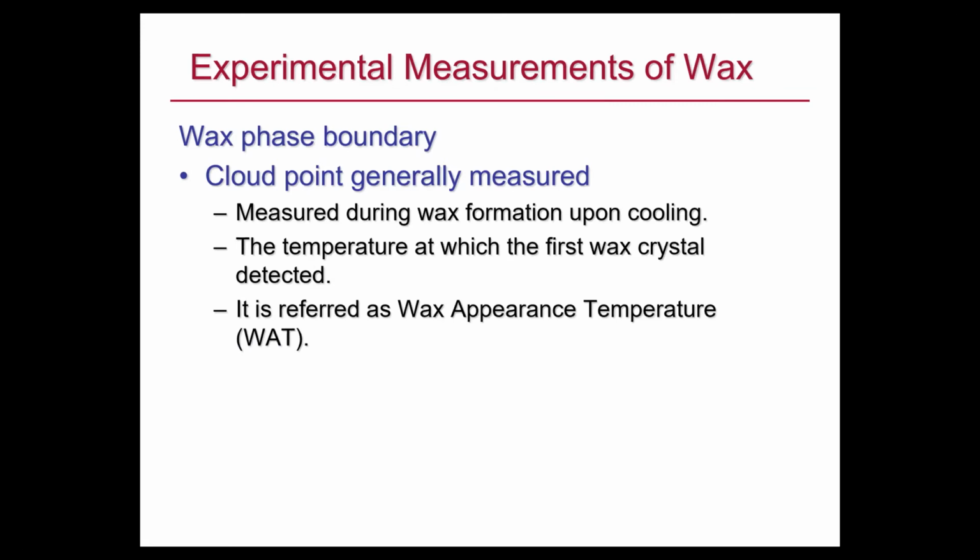So normally we measure wax appearance temperature. This depends a lot on what technique you are using, because the wax appearance temperature is not an equilibrium point, like water freezing. For water freezing, we say the melting point of water is 0, but formation of ice or freezing of water would be below 0. And sometimes it can be a lot below 0.